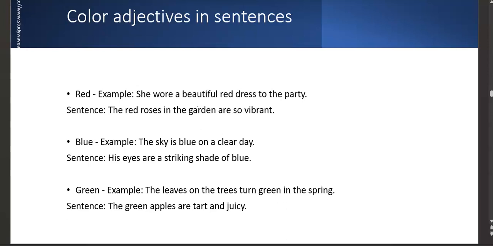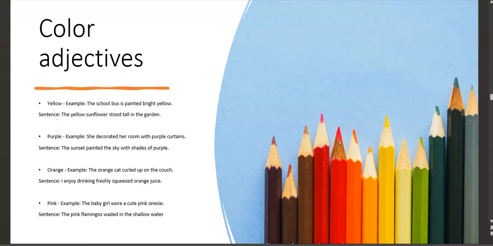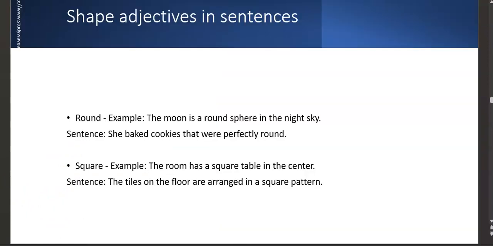I gave you very many examples of colors. We looked at the color red, and I also looked at a few sentences to show you how you can use color adjectives in sentences. And I gave you simple sentences. So I talked about the colors red, blue, green. I went ahead and talked about yellow, purple, orange, pink, and moved on to shapes, and this is where we are now. So we're going to be discussing shapes in sentences.